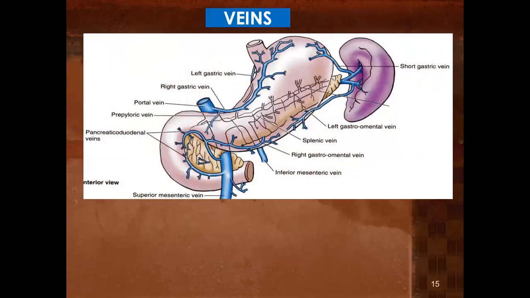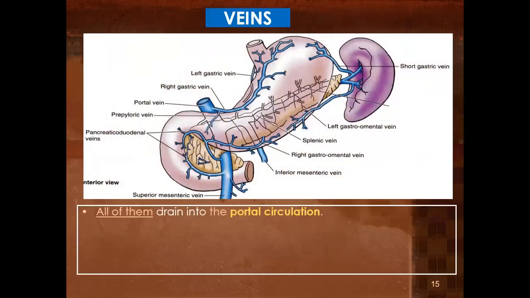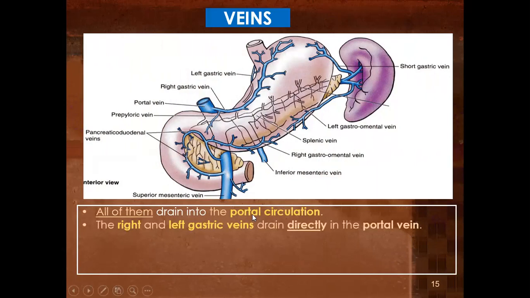Now coming to the venous drainage of the stomach. So all of them drain into the portal circulation. All the veins which are draining the stomach will drain into a large vein called the portal vein or into the portal circulation. So the left gastric vein as well as the right gastric vein, both on the lesser curvature, directly drain into the portal vein.